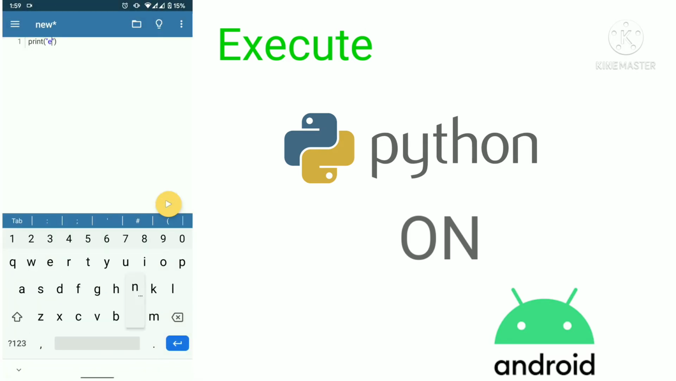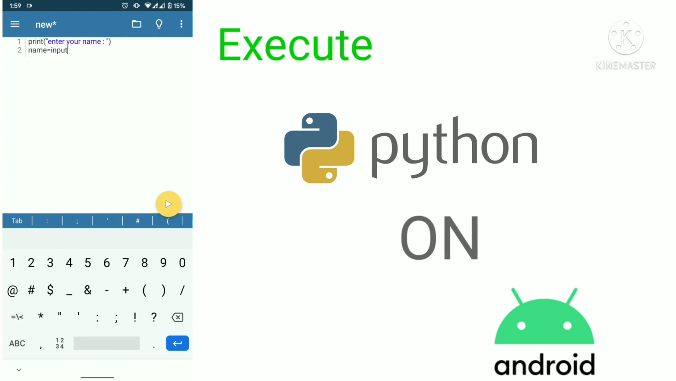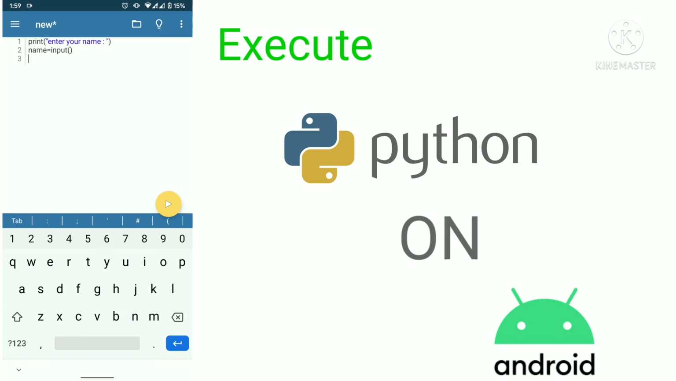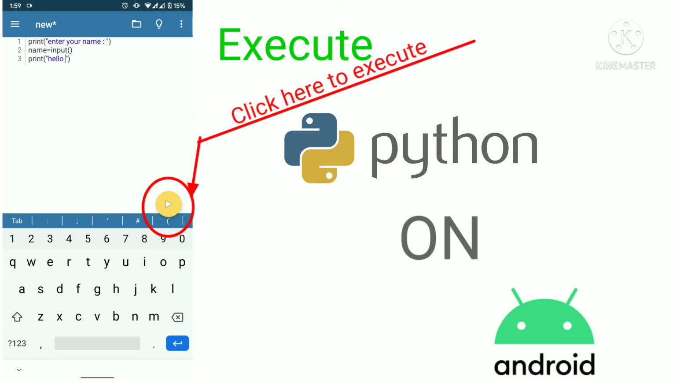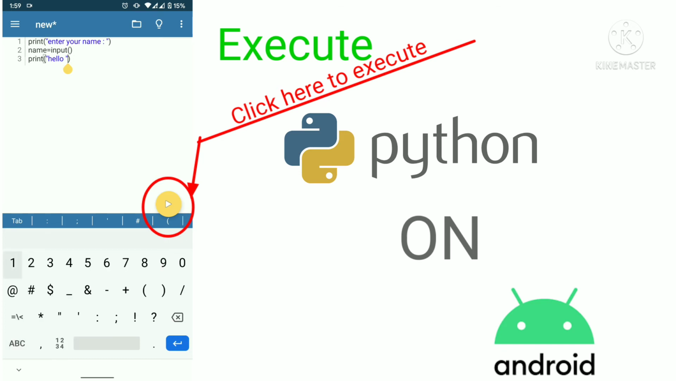After installing Python, we can write our code. So we will write a code to print our name. First of all, we are printing "enter your name", then we are asking the user to input their name. After the user inputs their name, we will print "Hello" and the username, then "how are you".